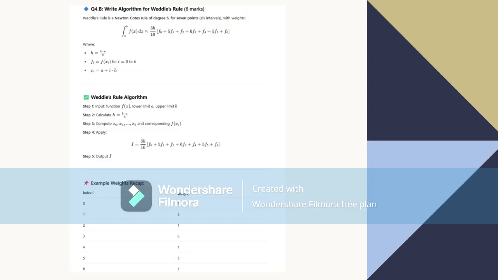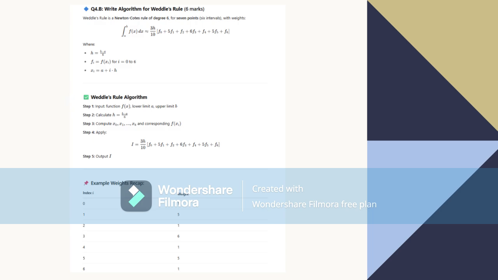Example, weight keep. When index is 0, weight is 1. When index is 1, the weight is 5. When index is 2, the weight is 1. When index is 3, the weight is 6. When index is 4, the weight is 1. When index is 5, the weight is 5. When index is 6, the weight is 6.